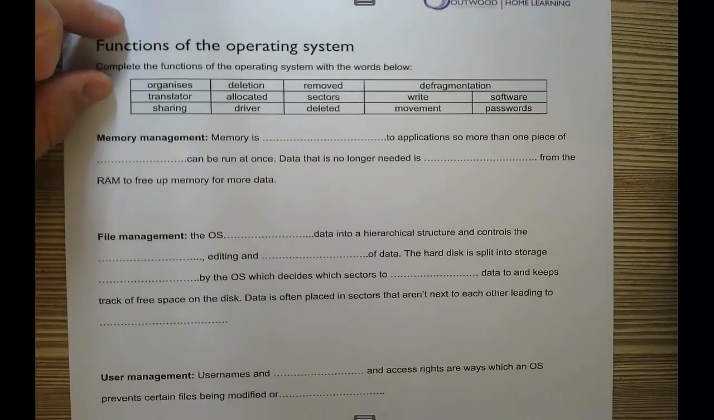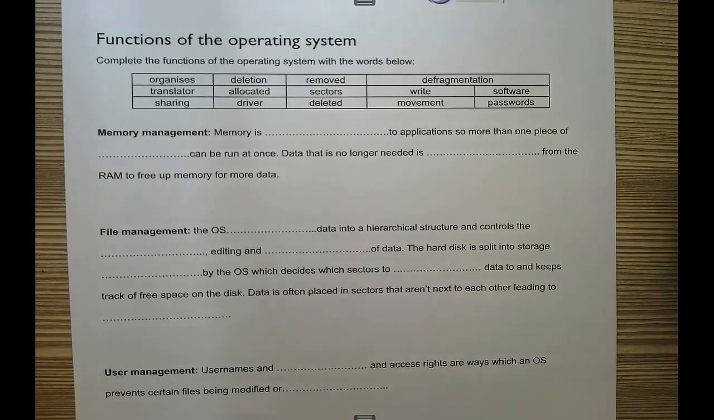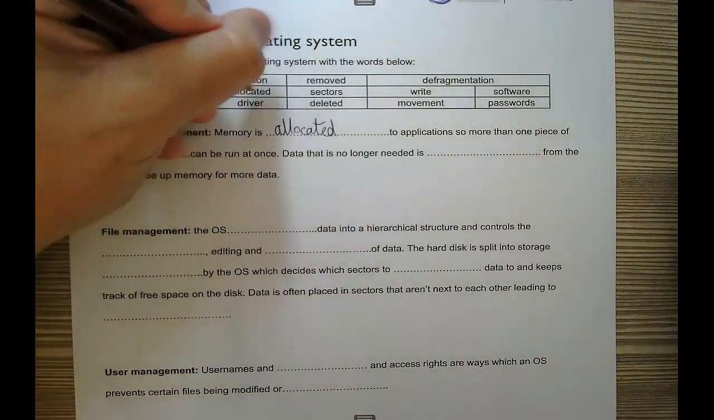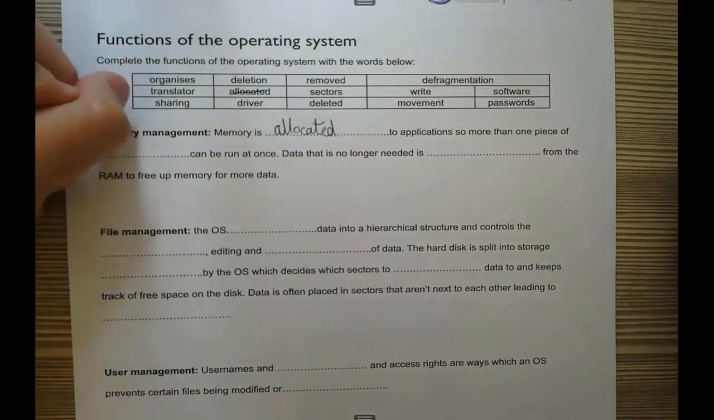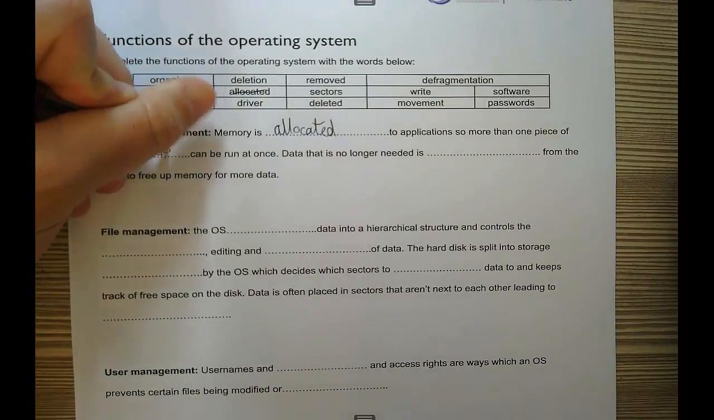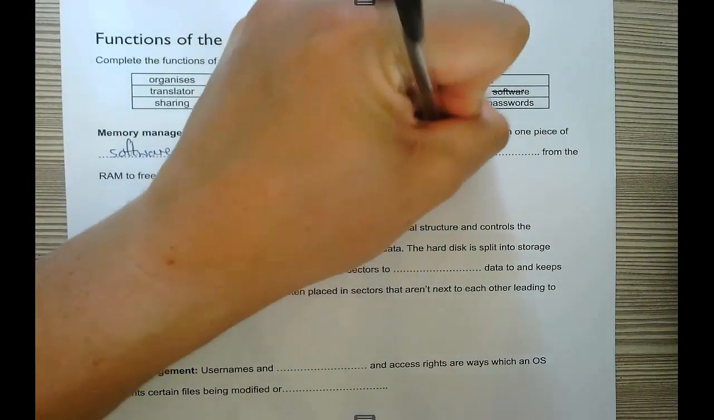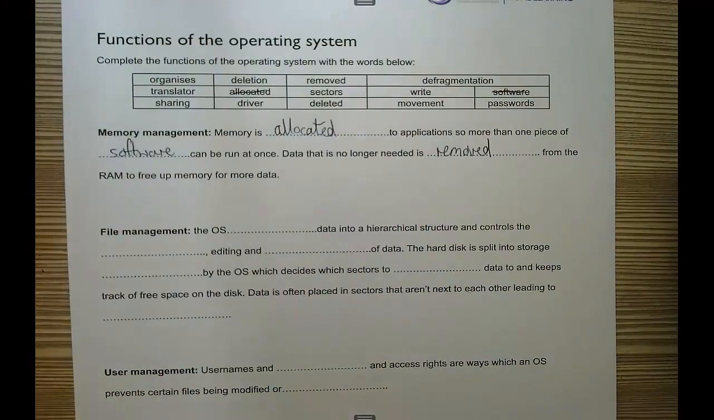So we've got 5 main functions of an operating system, and each of these are listed here. So starting with memory management, memory is allocated to an application, so more than one piece of software can be run at once. Data that is no longer needed is removed from the RAM to free up memory for more data. So make sure it doesn't keep more programs in the RAM than it's actually using.